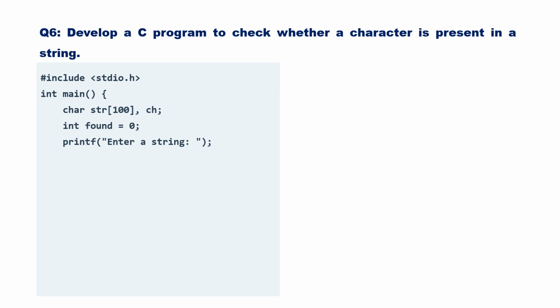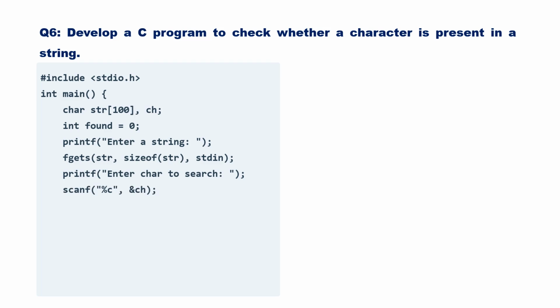The printf statement displays a message asking the user to enter a string. The fgets function reads a string from the standard input, usually the keyboard, and stores it in the str array. The sizeof(str) argument specifies the maximum number of characters that can be read, including the null terminator. The second printf statement displays a message asking the user to enter a character to search for. The scanf function reads a single character from the standard input and stores it in the variable ch.